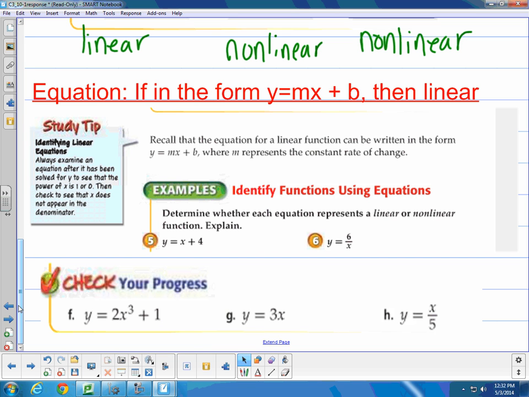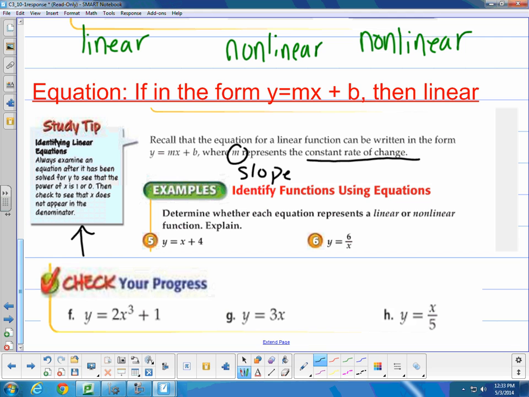Lastly, we're going to be able to find out if an equation is linear or nonlinear by using the form y equals mx plus b, which we remember is slope-intercept form. This is where m represents our slope, which is our constant rate of change. So if we can write a function in that form and we have a constant rate of change, it's going to be linear. Take a note of the study tip here though.